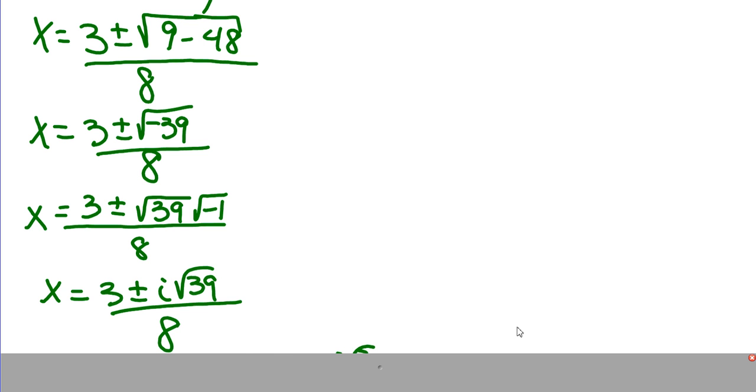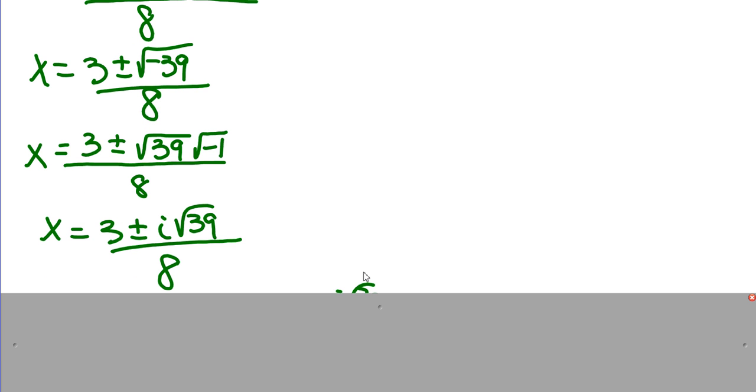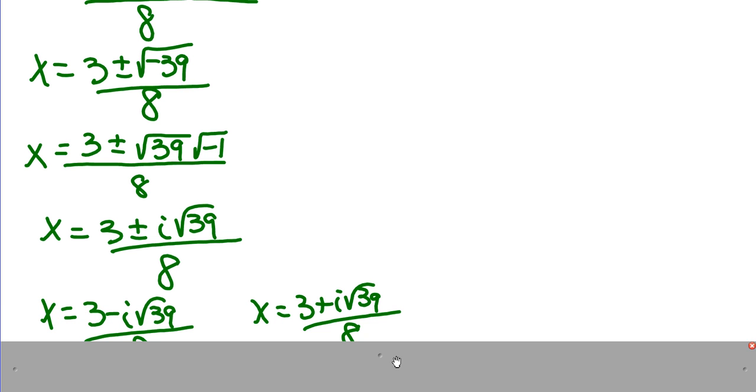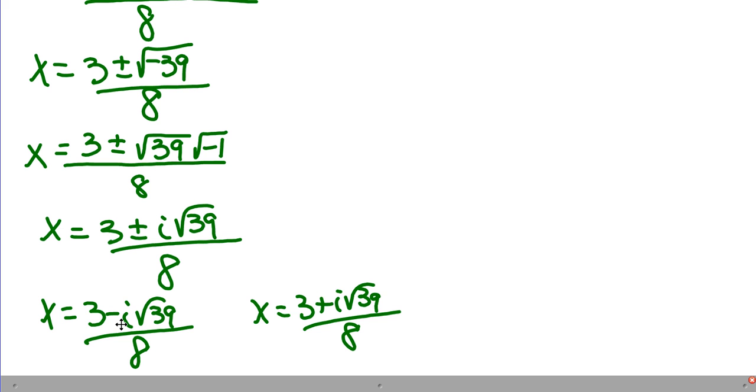divided by 8. So at this point, we have to say, well, is there any other simplifying that we can do? To help us think about it, let's talk about going to the left and right. So let's write them separately to see if there's any other simplifying that can happen. So going to the left, that's your subtraction. Going to the right is the addition.